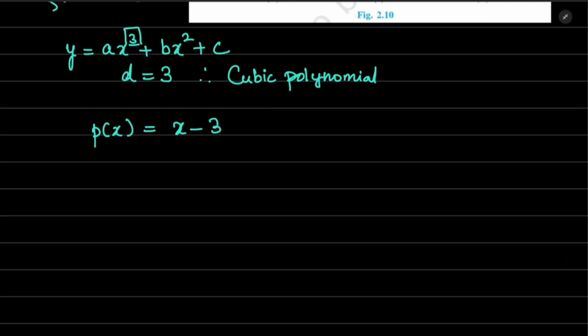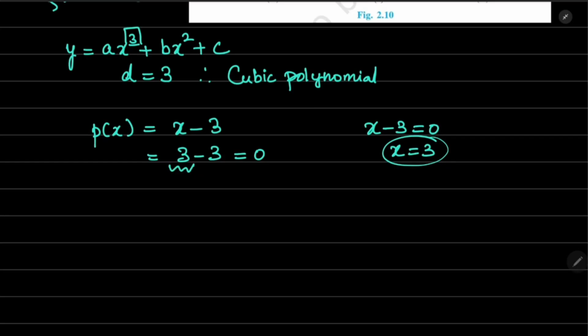Now, what is that value of x, which when substituted will give the value of the polynomial as 0? So if you equate this to 0, x minus 3 equal to 0, then x equal to 3. If you substitute x as 3, 3 minus 3 is 0. So what is that variable value which when substituted will give you a 0? It is x equal to 3. Now, this 3 is called the zero of the polynomial.